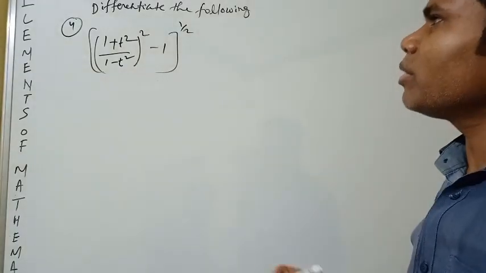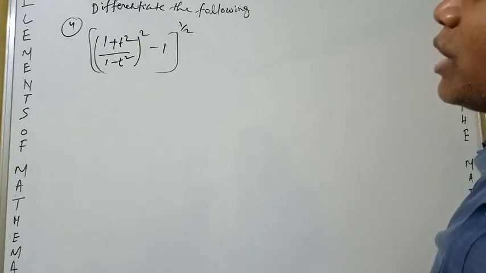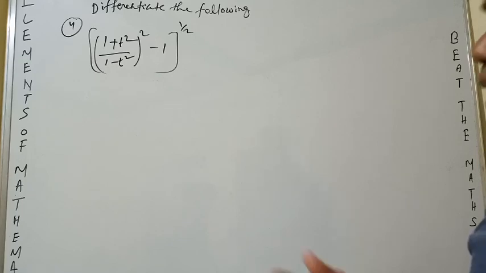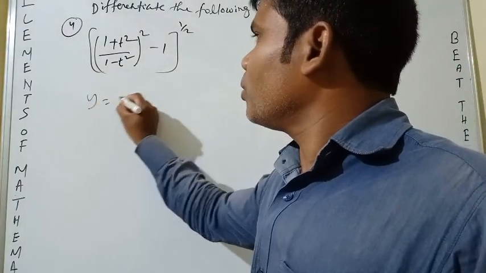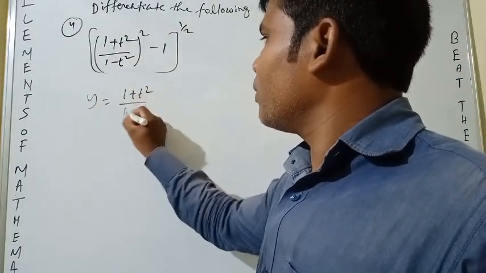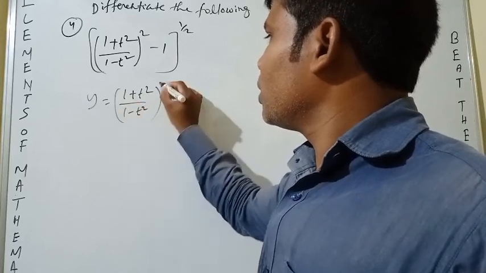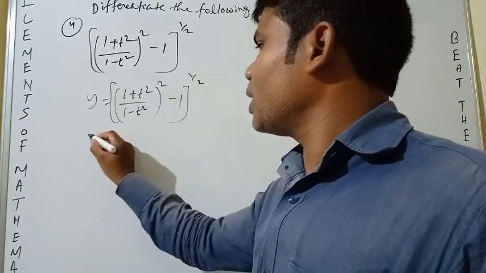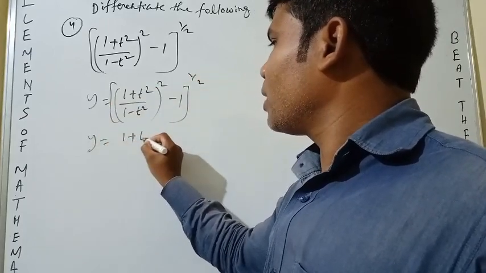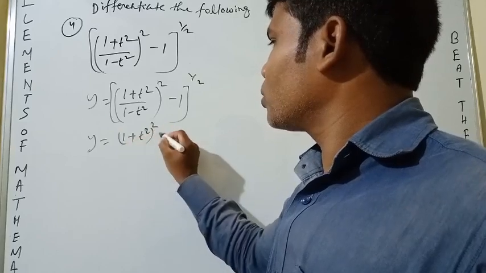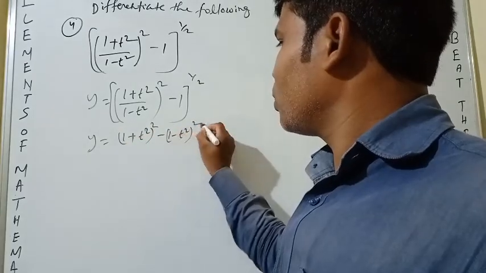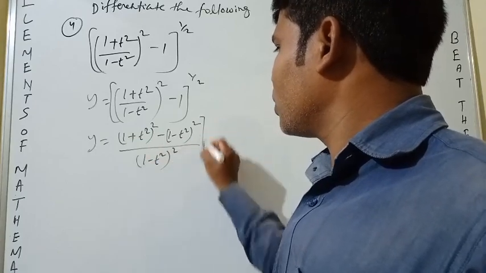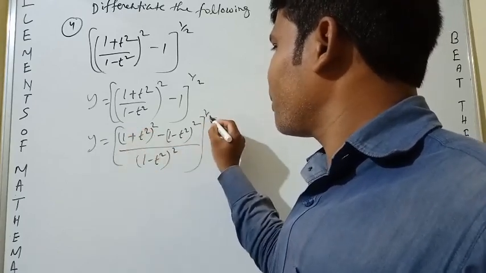You see the next problem. The question is given: differentiate the following, 1 plus t square by 1 minus t square whole square minus 1, whole to the power half. You can take y is equal to 1 plus t square by 1 minus t square whole square minus 1, to the power half. Okay, you simplify it first: 1 plus t square whole square minus 1 minus t square whole square by 1 minus t square whole square, whole to the power half.